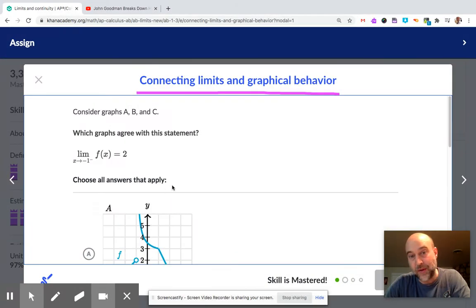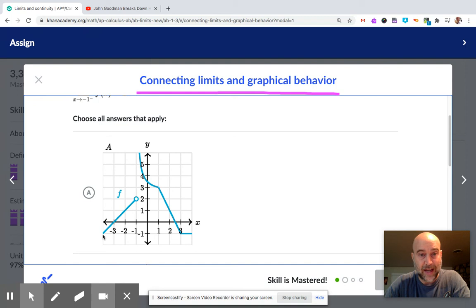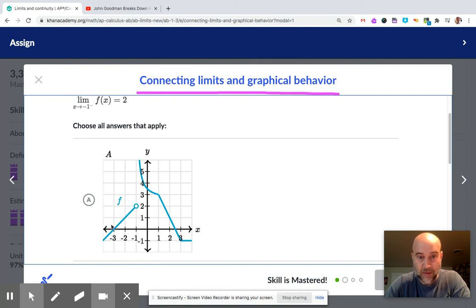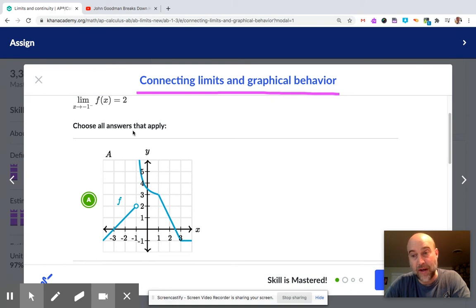Which graph agrees with this statement right here? So we're going kind of from the other direction. The last one was graph to equation. This one is equation to graph. So we're going to -1 from the left side with an output of +2. -1, so everything looks good on that one. Yep, so that agrees. Choose all that applies, so we're looking.